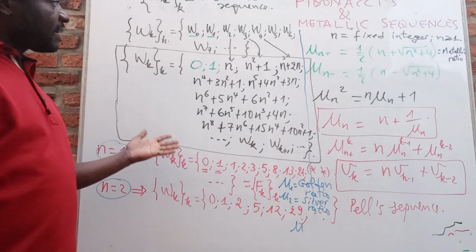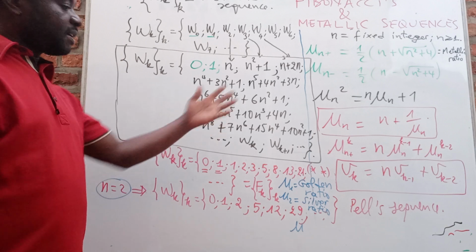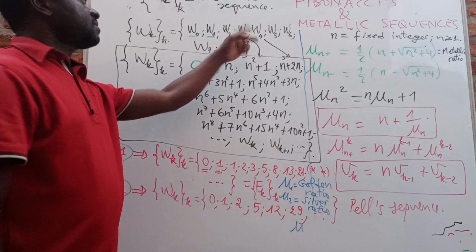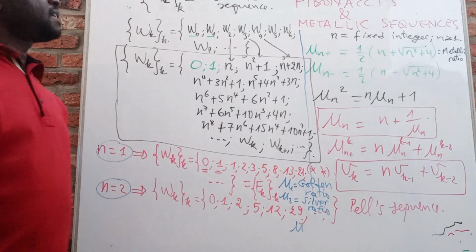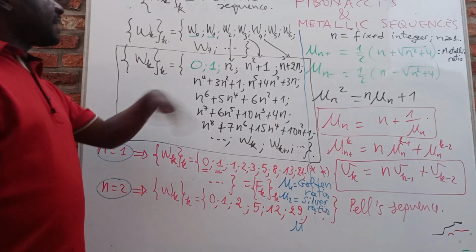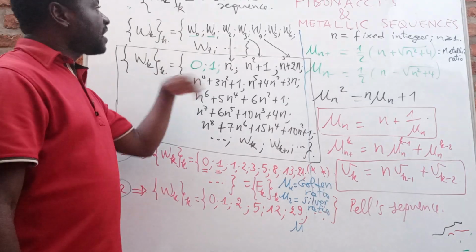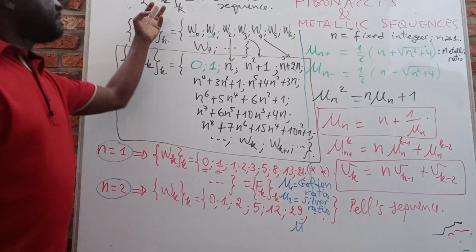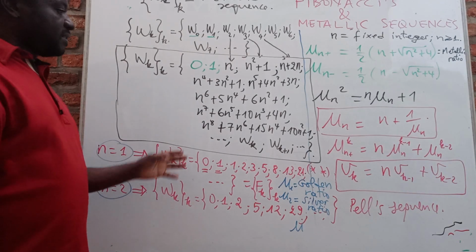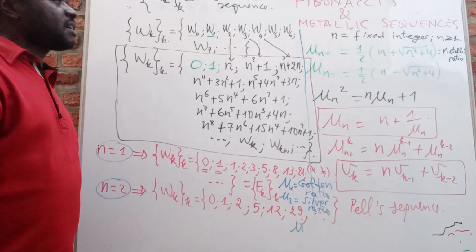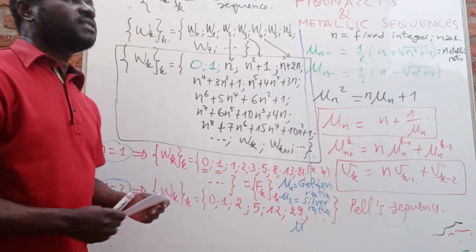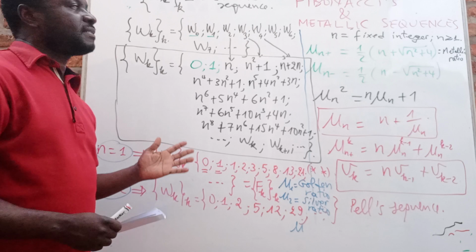Now, the metallic ratio is also going to be used to define the general term. We can give an explicit form of the metallic sequence without using those two recursive relations. And this, we are going to do next time.